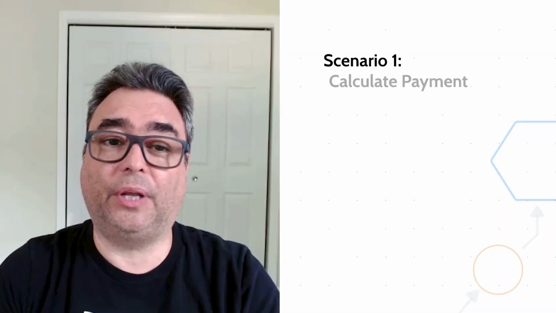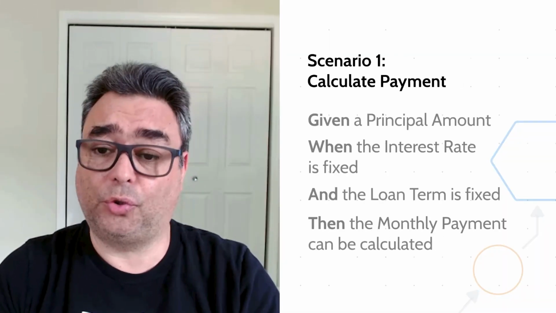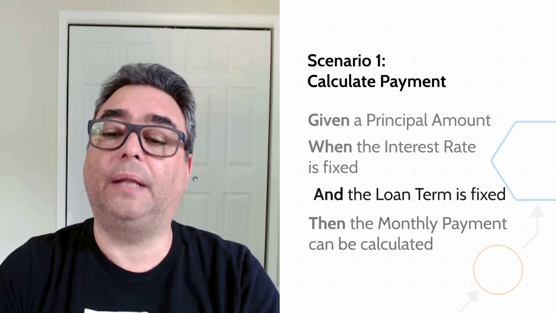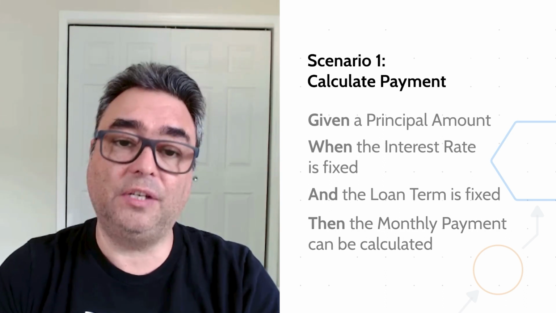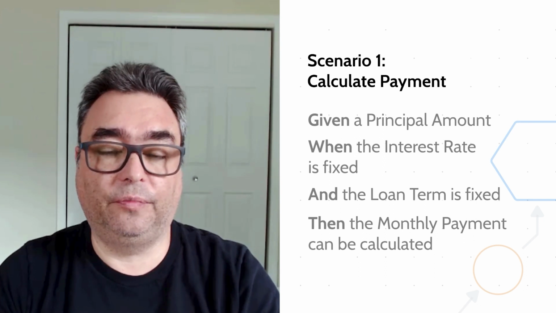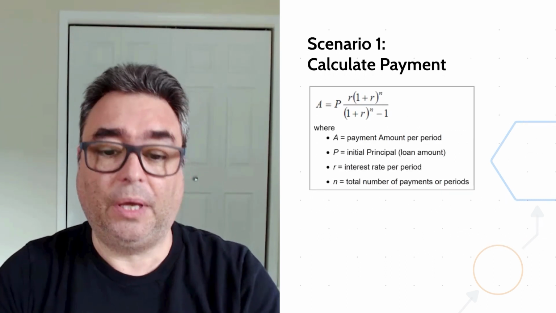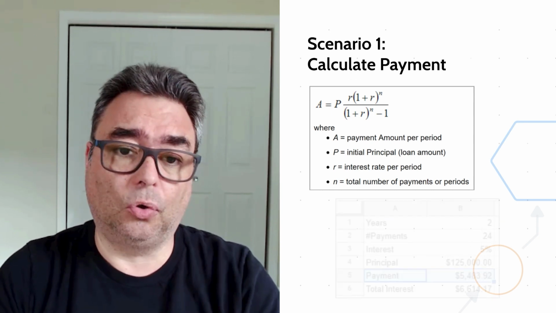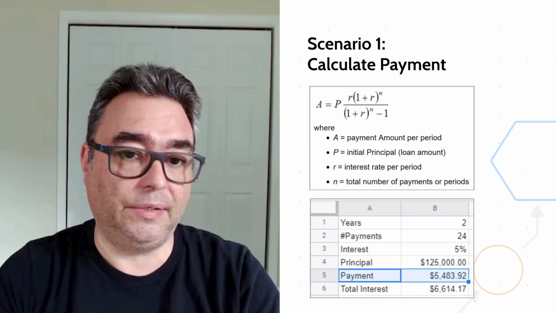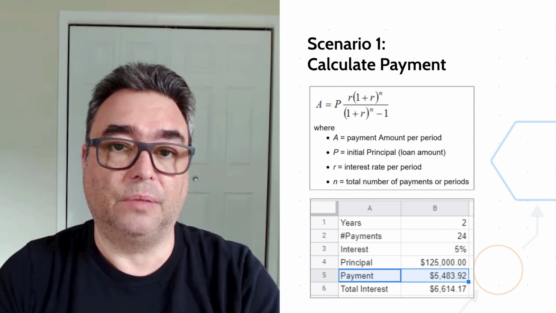In test-driven development, requirements are often presented to us in the form of scenarios that describe the behavior of the system. The first scenario that we have is calculate payment. We have the description here: given a principal amount, when the interest rate is fixed and the loan term is fixed, then the monthly payment can be calculated. This describes the intended behavior of the system. Included with the scenario, we also have been given the scientific formula, so to speak, on how to calculate the payment, and also a nice spreadsheet that can generate examples for us. So it's going to be really easy to test and understand what the system is supposed to be doing.